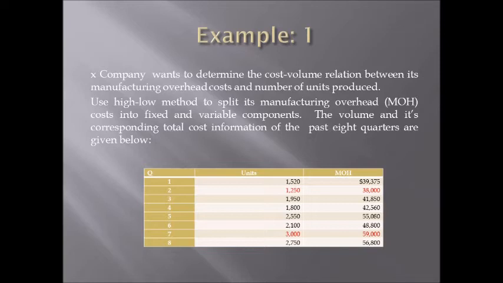Okay, first we must identify the highest and the lowest value for the level of activity. In quarter number 7, we find the highest level of activity, which equals 3,000, with a corresponding manufacturing overhead of 59,000. The lowest value we find in quarter number 2, at 1,250, and its corresponding manufacturing overhead equals 38,000.